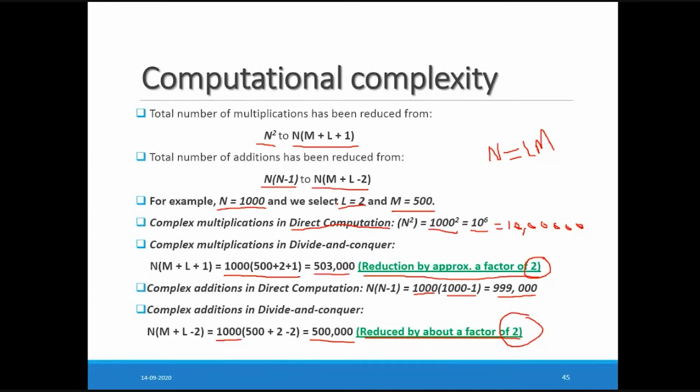All of you got it? Anybody having any query in this calculation? This is a simple one. Yes, please reply. Anybody having any query? Okay.